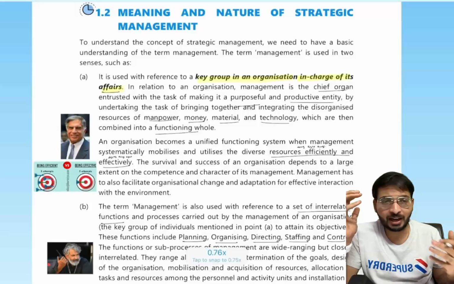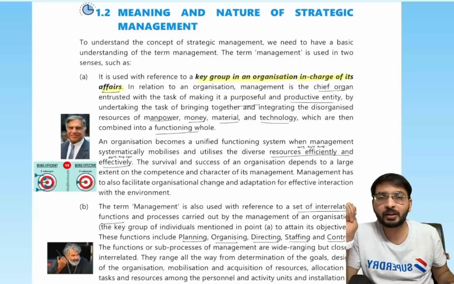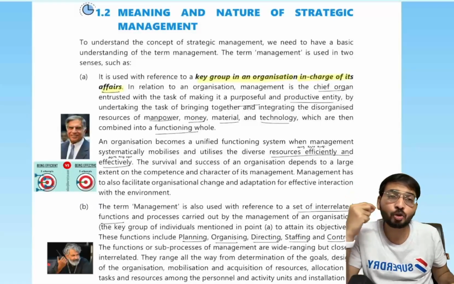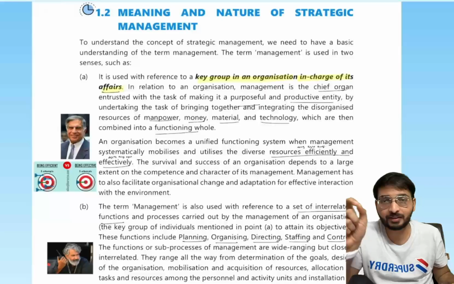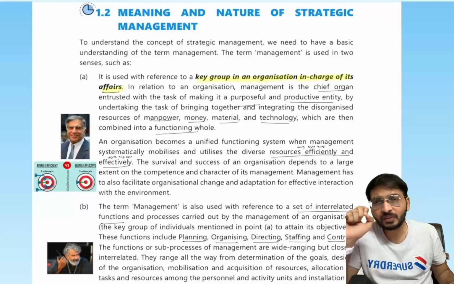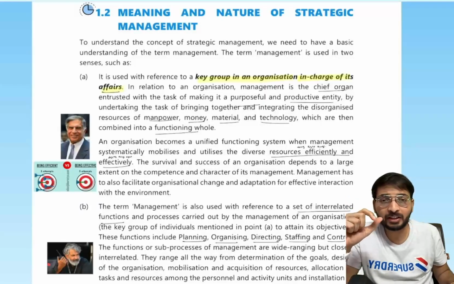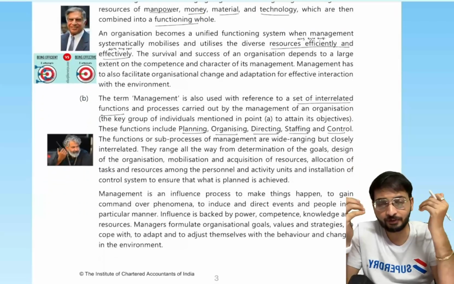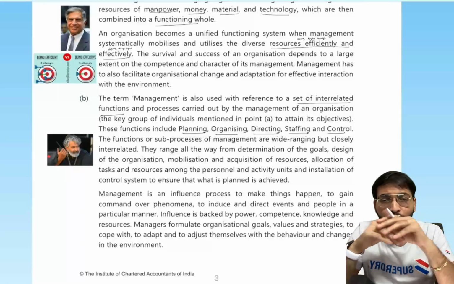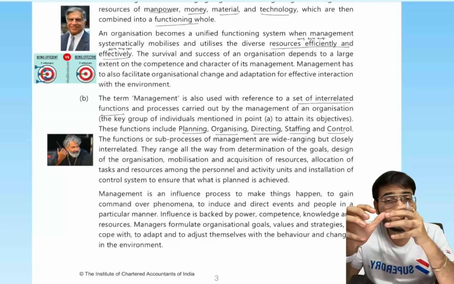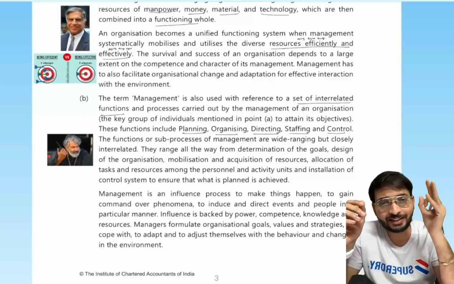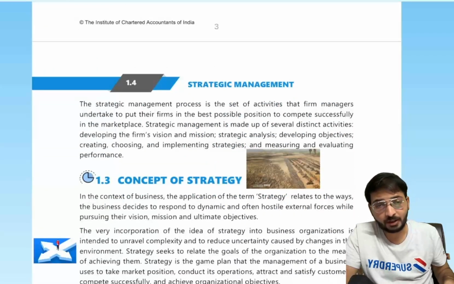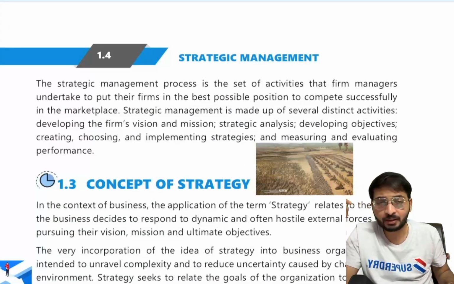So we started with the concept of management. What is management? Two faces should flash into your mind. The first one is Ratan Tata, second one is Rajamouli. Ratan Tata is a key group in an organization who are in charge of its affairs, the chief organ making the entity purposeful and productive by bringing together money, material, technology, manpower, all this combining into a whole. Now the second definition is SS Rajamouli. Who is Rajamouli? Rajamouli is a director and he does a set of interrelated functions like planning, organizing, directing, staffing, and control. This is the definition of what? Strategic management.